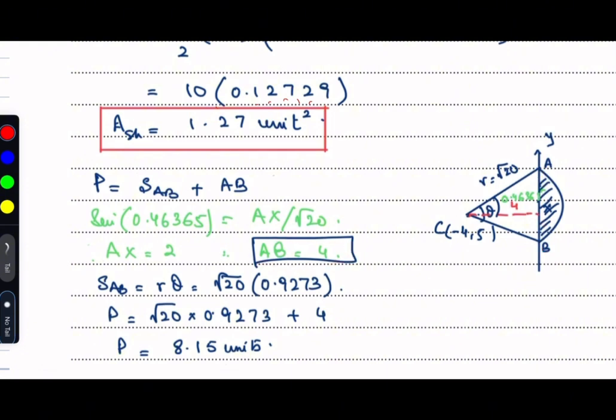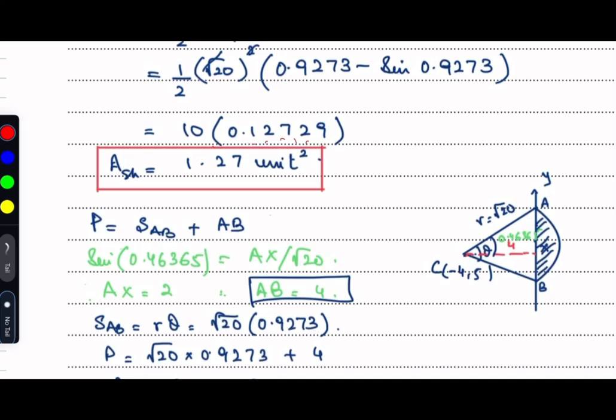So the arc length is r theta. I have the radius, I have the theta value, it's root 20 into 0.9273. Therefore, the perimeter is going to be root 20 times 0.9273 plus AB, which is 4. Therefore, the perimeter is 8.15 units here. So this is also done.